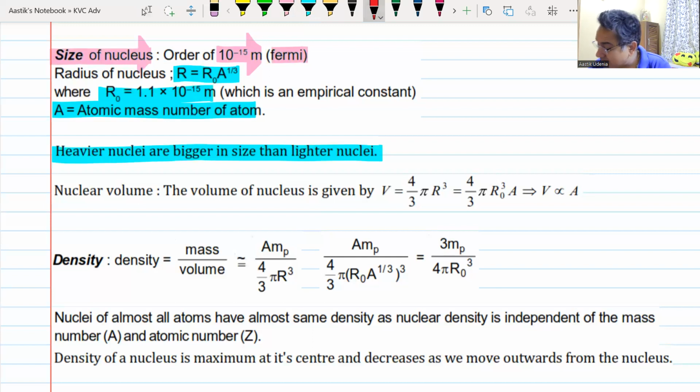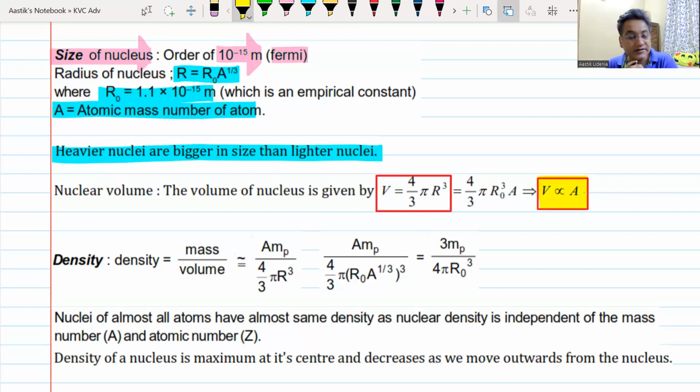If we talk about the volume of the nucleus, assuming it to be spherical in shape, you will see that the volume of the nucleus will be directly proportional to the mass number, a very important result. Do we understand this? Yes.